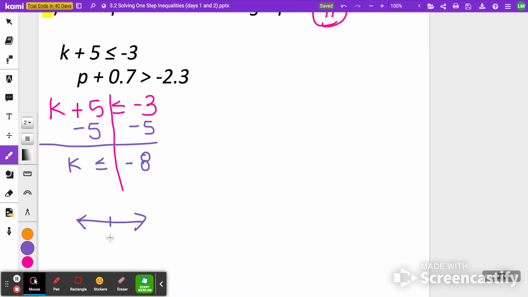Finally, I'm ready to graph it. -8 is in the middle. I have a 0 to the right of it and a -16 to the left. This should be a closed circle pointing to the left.